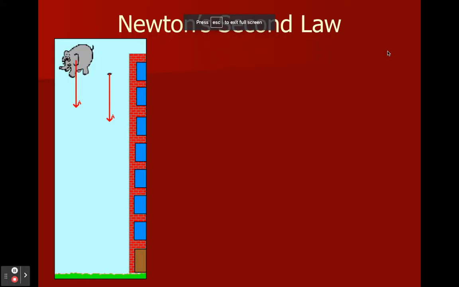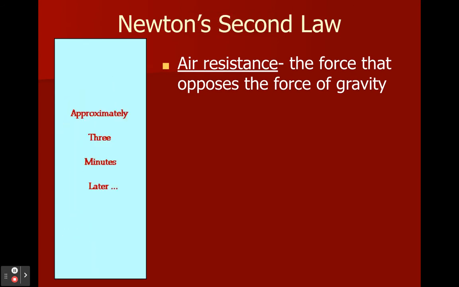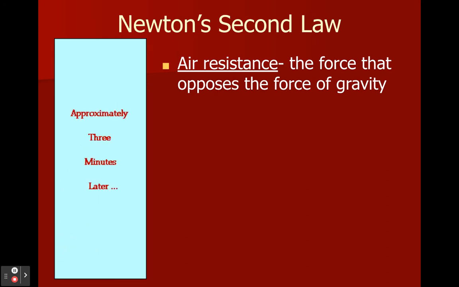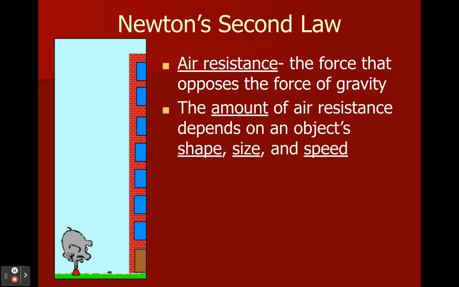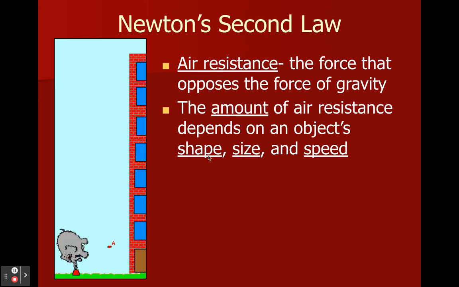So again, if something's moving at that speed, we obviously have this thing called air resistance. That's the other thing, okay? The force that opposes the force of gravity, okay? So as you notice here, an elephant drops pretty much straight down, and then it says, a couple minutes later, 3 minutes later, now the feather finally hits. The amount of air resistance depends on the shape, the size, but also the speed.